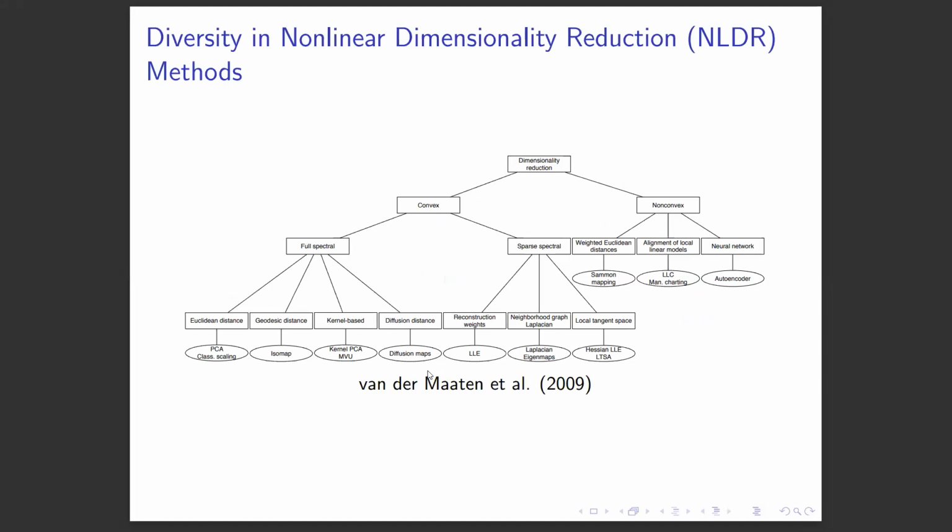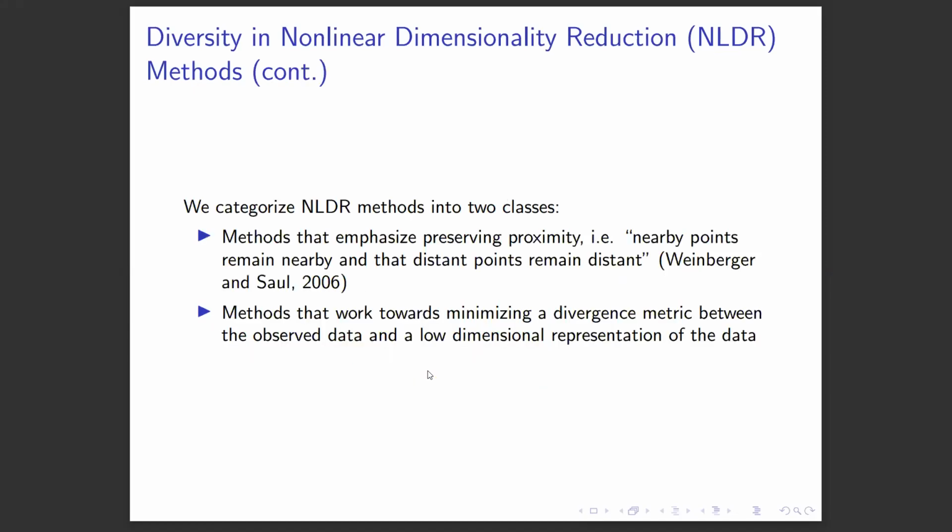But because of that complexity, there's a very diverse number of methods that try to solve this problem from different angles. And just to help us understand these methods, we categorize them into 2 classes. The first type of methods emphasize preserving the proximity between the data points. In other words, nearby points in the original data set should remain nearby in your representation. When you do dimensionality reduction, you come up with a representation of the data, and the nearby points in the input should still be close together in the output.